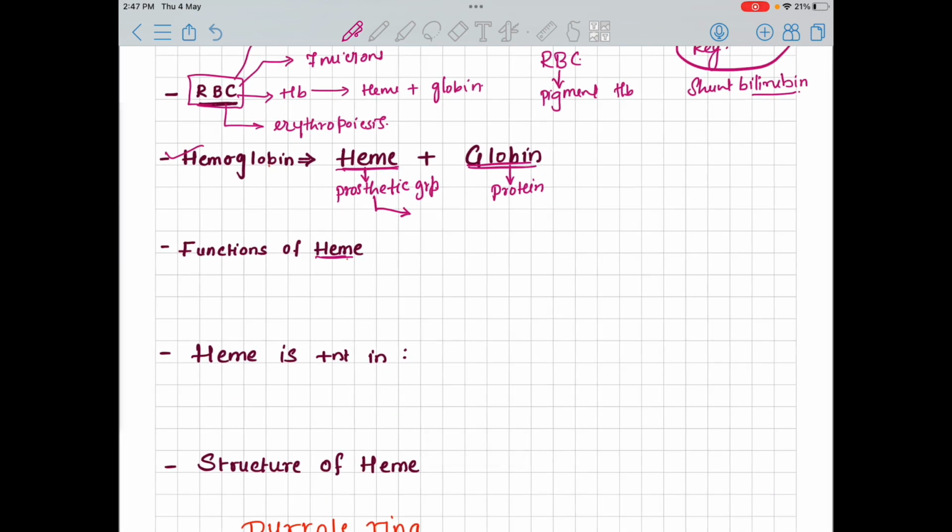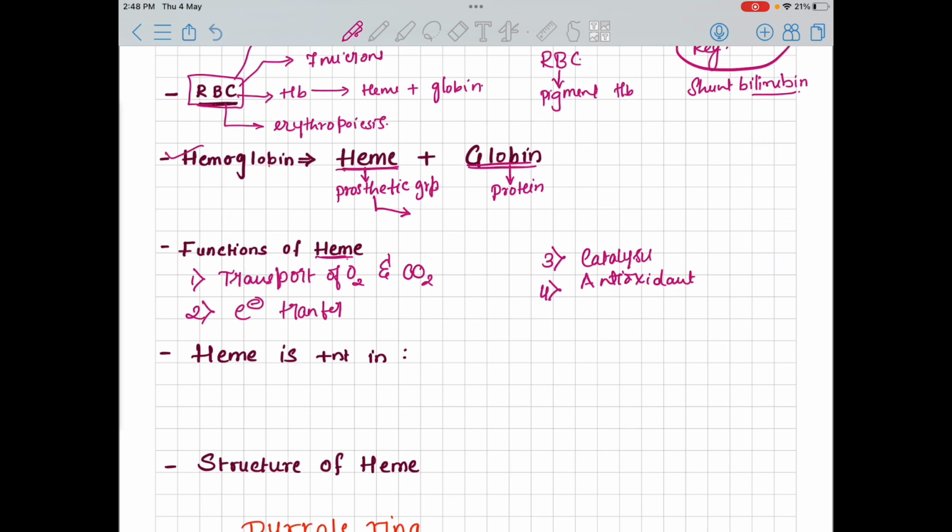The functions of heme first include the transport of gases. The second function of heme is said to be electron transfer. In the citric acid cycle, there is transfer of electrons seen with the help of heme. The third important function of heme is said to be catalysis. The fourth function is antioxidant defense. And the fifth function is signal transmission, or transduction. Okay, both mean the same, transmission or transduction. That is, if there are two cells, transmission of signal from one cell to another is done with the help of the heme group.